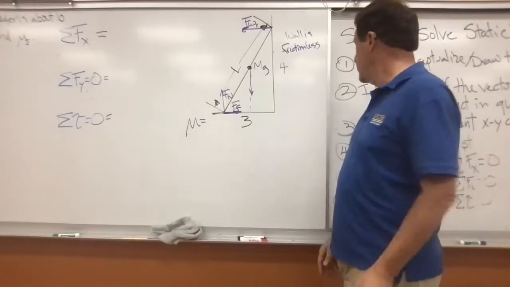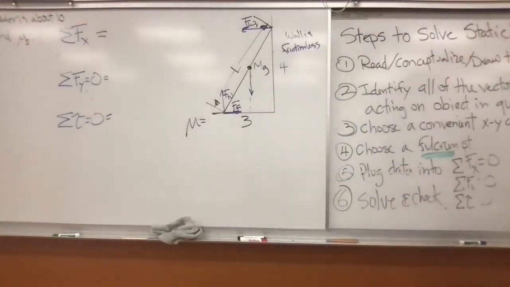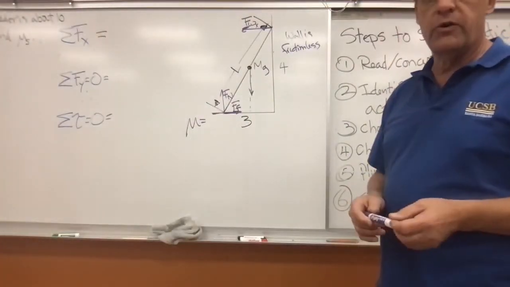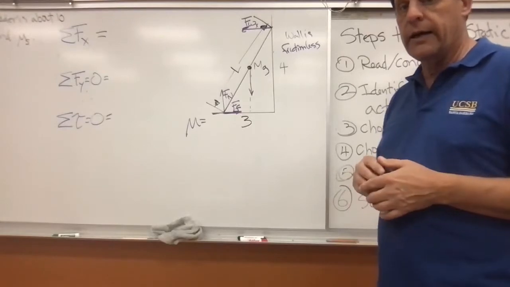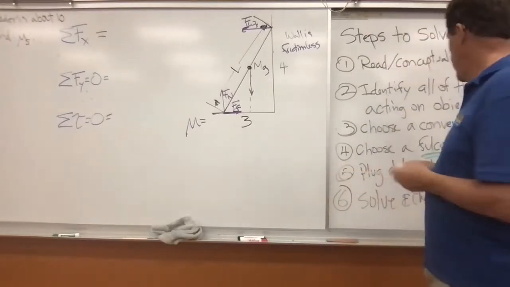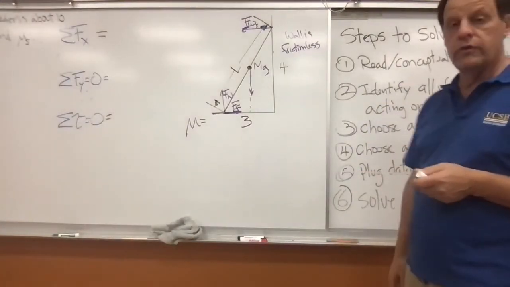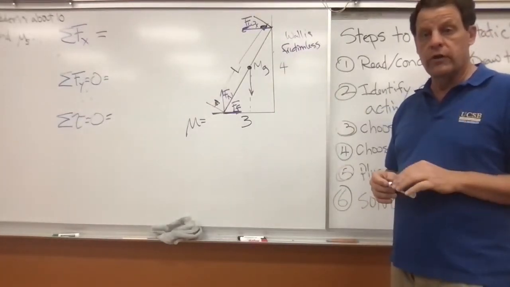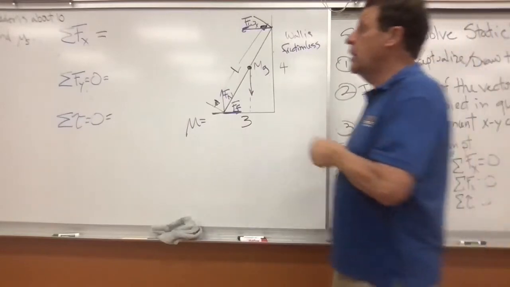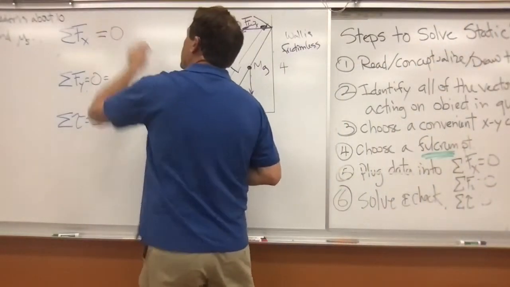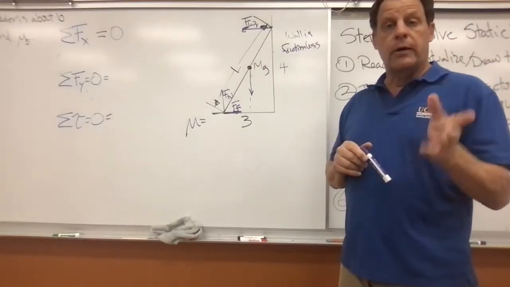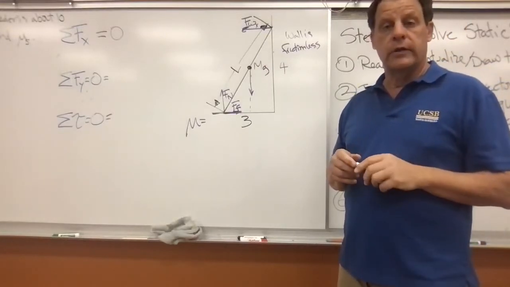And that's it. Now we're going to choose a convenient XY coordinate system, which is just our normal X and Y. We're going to choose the fulcrum partway through this problem. So we want to take a look at just the forces in the X. And we know, as in all of these static equilibrium problems, that the sum of the forces in the X is equal to 0.